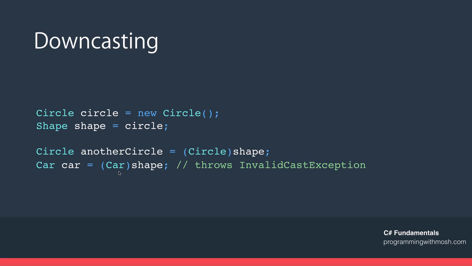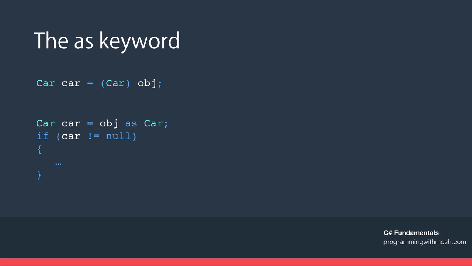Now, to prevent this from happening, we can use the as keyword. So imagine we have an object and we would like to convert it to a car. With explicit cast, as you see here, we may get an exception. A safer way is to use the as keyword. So when we use the as keyword, if the object cannot be converted to the target type, we are not going to get an exception. Instead, what is returned will be null. So in the next line, we can check if the result is not null, and then we can do whatever we want with that object.